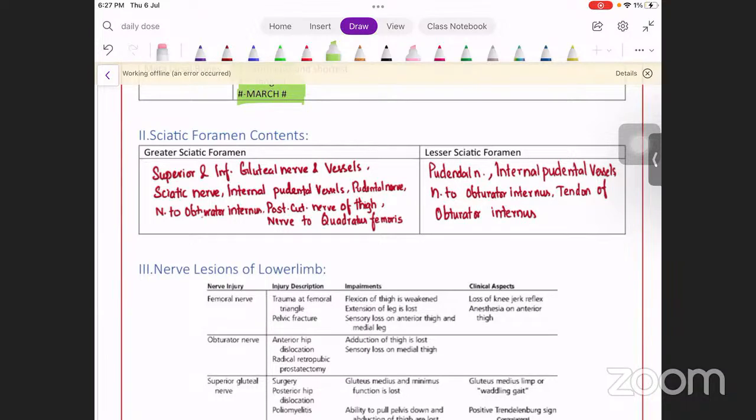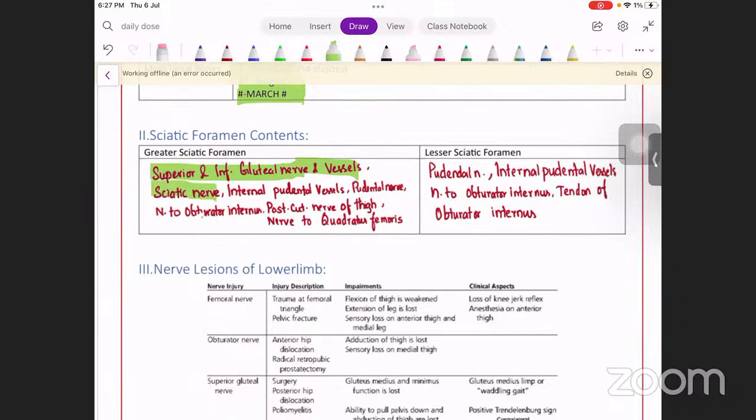The greater sciatic foramen, the contents are superior and inferior gluteal nerve, which supplies your gluteus maximus, medius, and minimus, and your vessels, superior and inferior gluteal vessels. Apart from the superior and inferior gluteal nerves and vessels, you may also have the longest and thickest nerve in the body, which is your sciatic nerve.